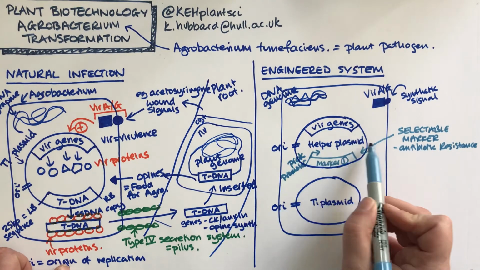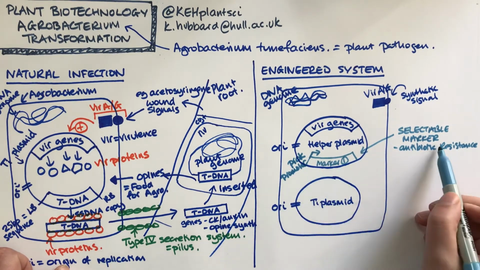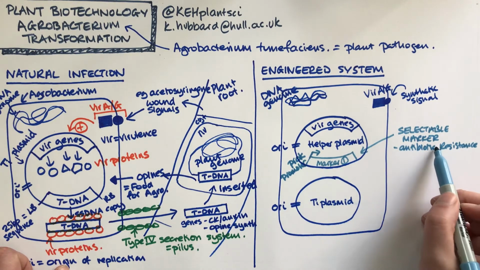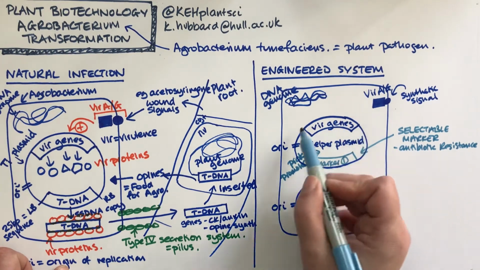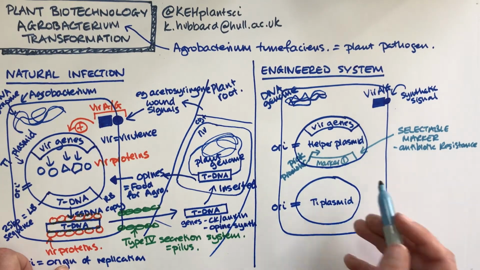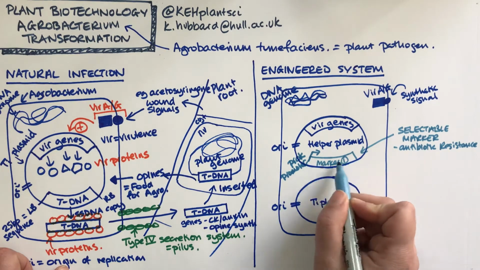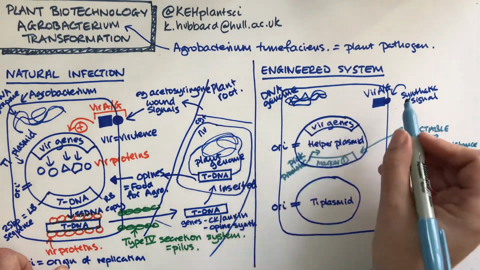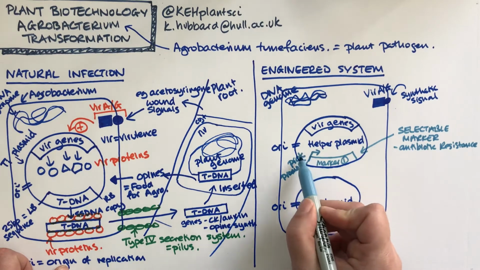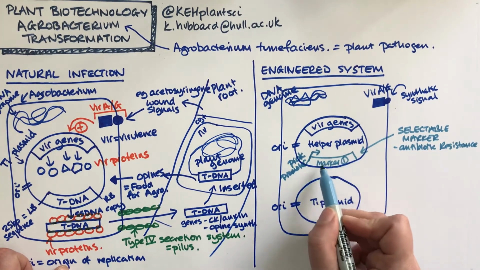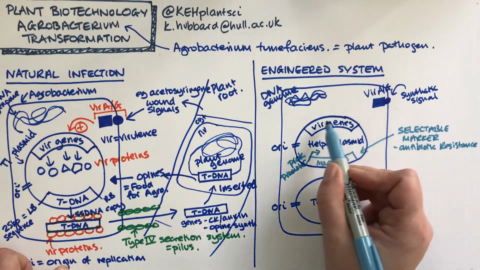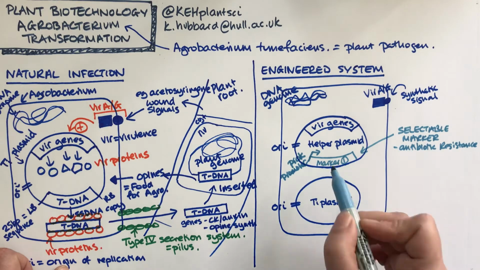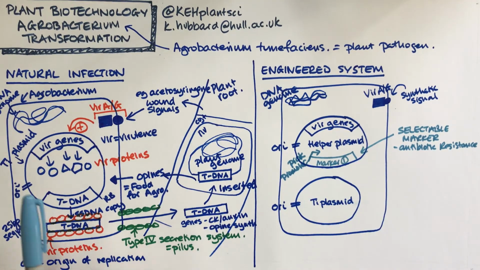So if you grow a bunch of cells in the presence of an antibiotic, so let's say it's kanamycin, okay, only the cells that contain this helper plasmid will be able to survive because it's got the kanamycin resistance gene in it. So normal cells would be killed off, but if our bacterium has got the helper plasmid with an antibiotic resistance gene, then they will survive. So we can guarantee by using the selectable marker that they have got the Vir genes. Okay, so that's the helper plasmid.